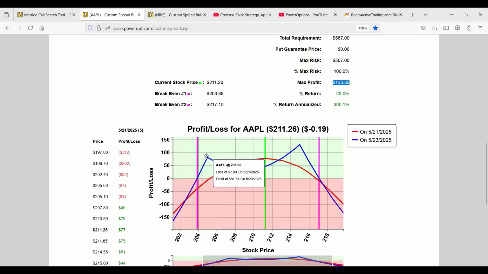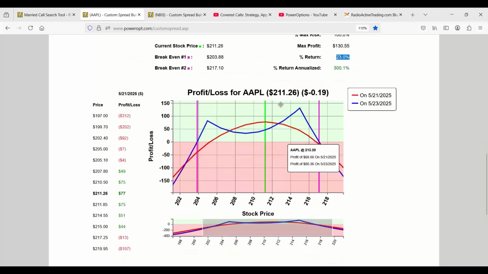A little bit more than 50% of the max of 23. So I'm about 10%, 9.8%. This is why these calendar spreads are so difficult.